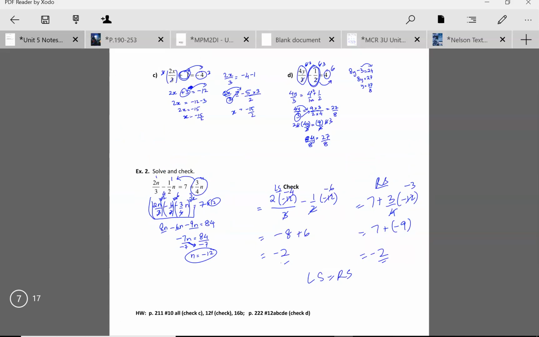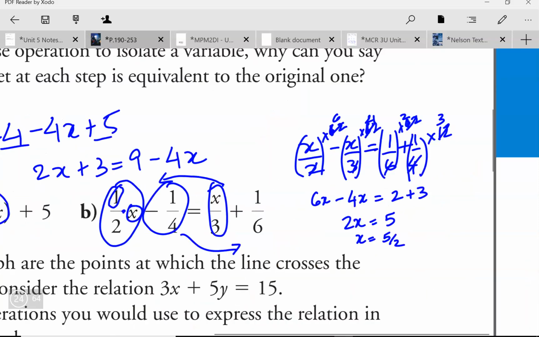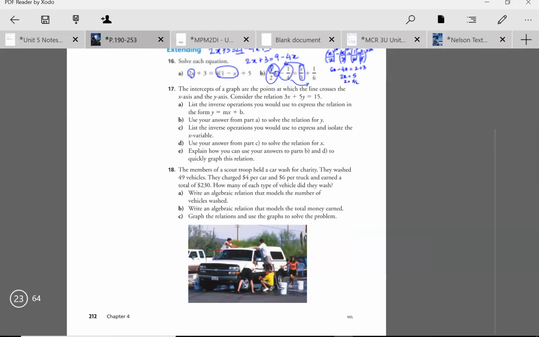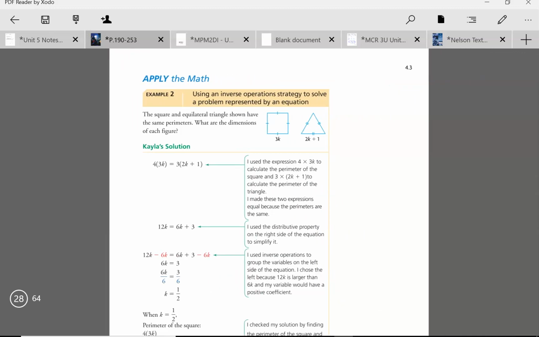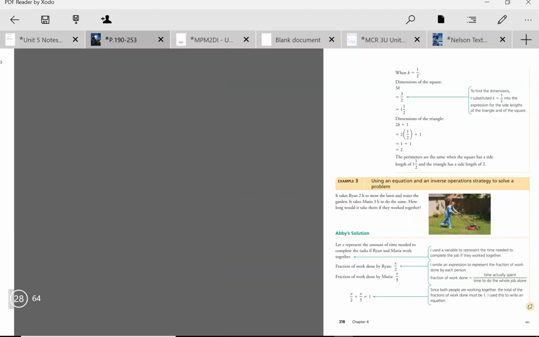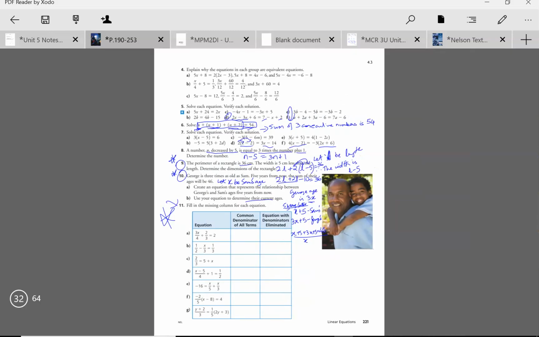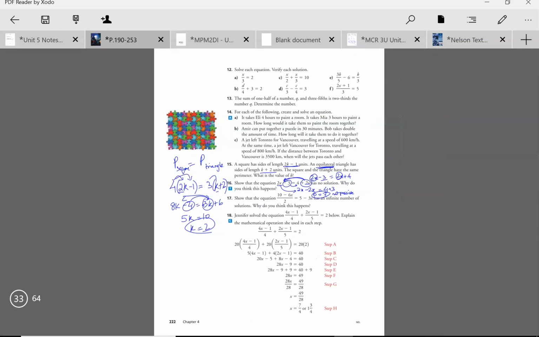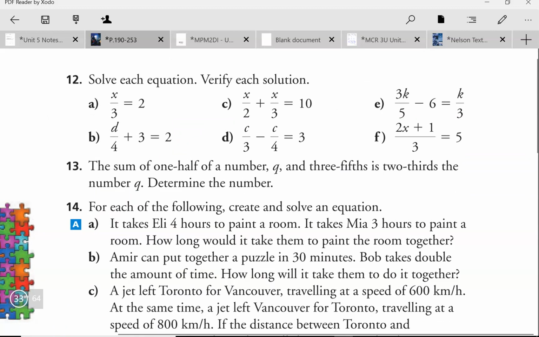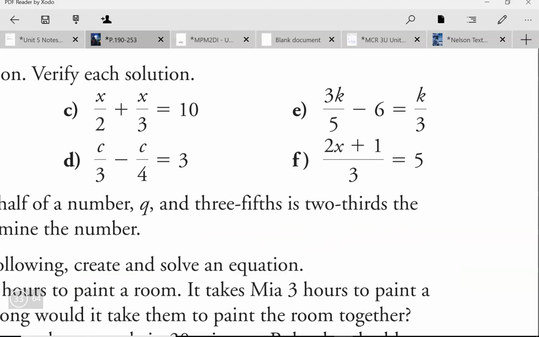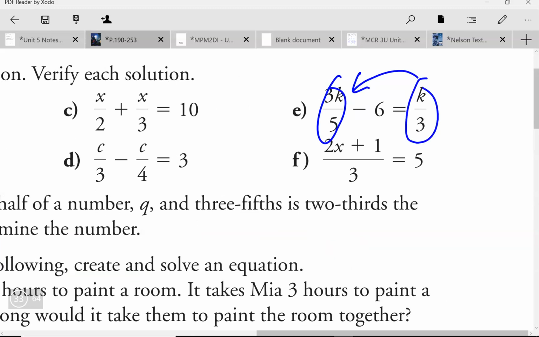Easy stuff. Page 222. Let's go over to 222. Question 12. Again, nothing too difficult here. Really, there's two k terms, so you have to group the k terms on this side, multiply everything by the common denominator, and move the constant term to the other side.